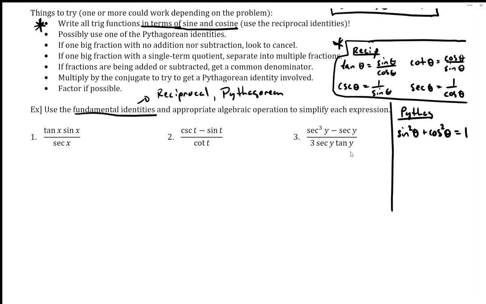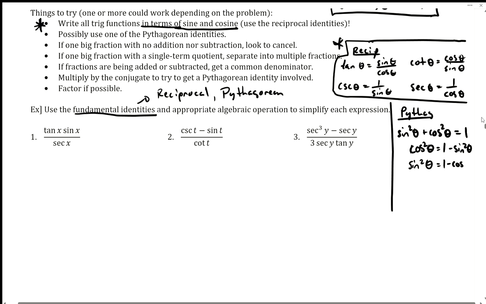Now, this gets manipulated a lot. For instance, sine squared theta can get subtracted over, and we would have cosine squared theta equals 1 minus sine squared theta. That's taking the original and subtracting sine squared of theta over. Similarly, if we subtracted cosine squared instead, we would have sine squared of theta equals 1 minus cosine squared of theta. So we can see different ways to get our trig functions isolated.